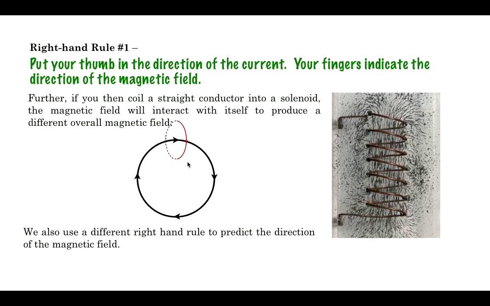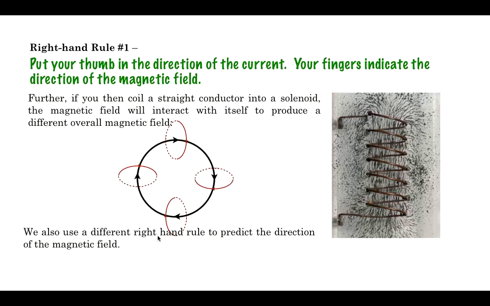Here, if I put my thumb in the direction of the current, I get a magnetic field that looks like this. It's kind of hard to see these little arrows, but they are there. Down here, if I put my thumb in the direction of the current, I get a field that looks like this. The dotted line means it goes in behind. And over here, I get a magnetic field that looks like this. So in this region right here, I've got a magnetic field going in, a magnetic field going in, a magnetic field going in, and a magnetic field going in.